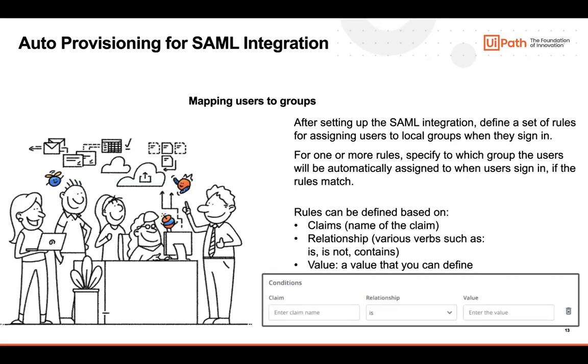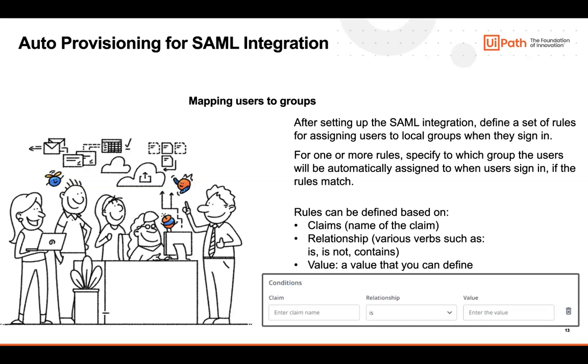So what we have done here is we've built a way for organization admins to define a set of rules which are based on claims, so values that we receive through the SAML integration, and certain values. For example, let's say we get a department and the claim value is, I don't know, for example, sales, and the relationship between the two. Relationship is a verb, such as is or is not. So it's equal, it's not equal, it contains, it doesn't contain, things like that. And you can create a combination of such rules, and at the end, specify a group or multiple groups where a user that matches all those rules will be assigned.